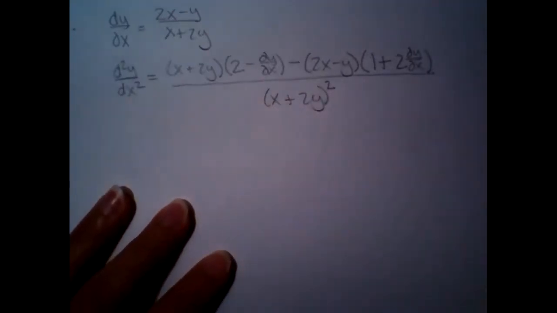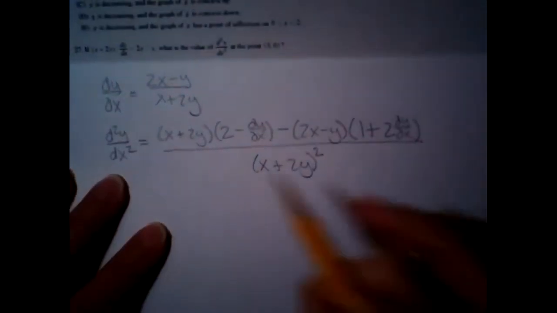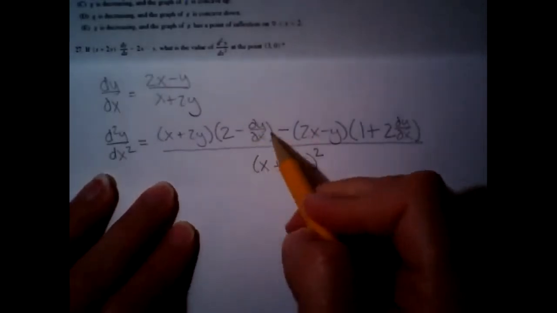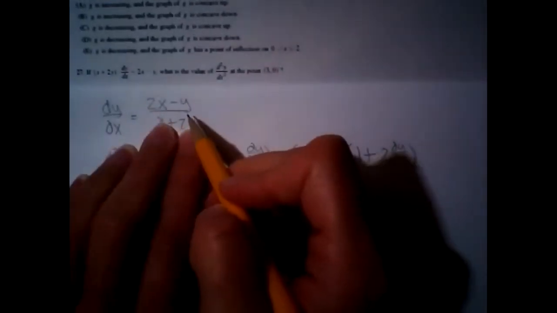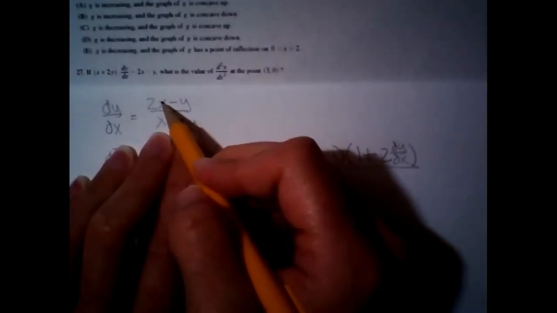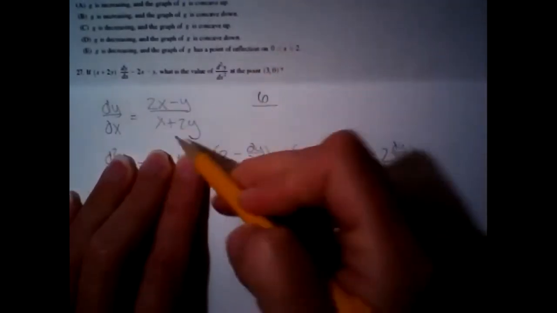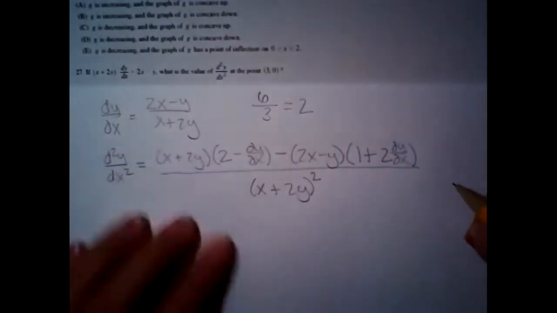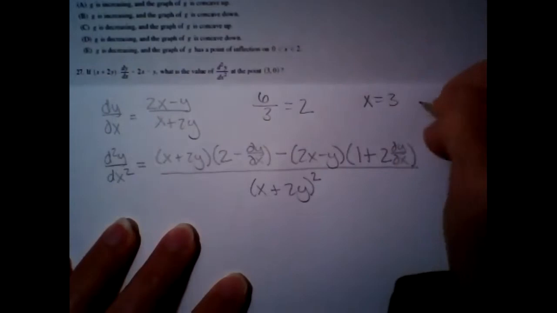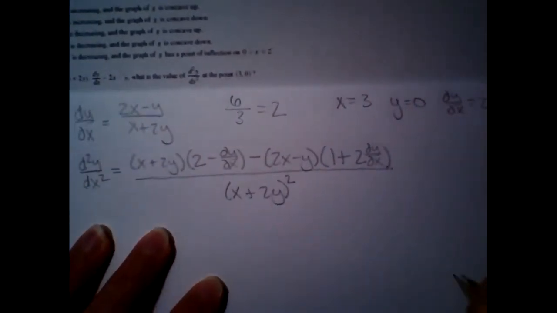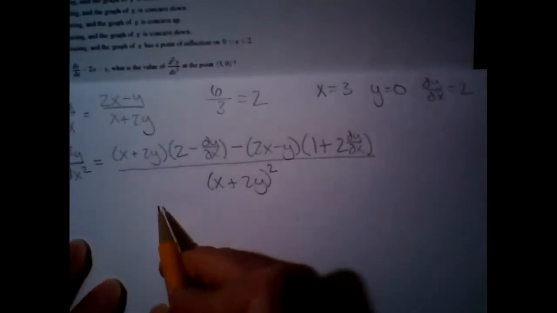All right, and then they wanted us to plug in the point 3, 0. So x is going to be 3, y is going to be 0. I just need to know what dy dx is going to be at 3, 0. So at 3, 0, this numerator would be 6, and this denominator would be 3. So that would be 2. So we're going to plug in x is 3, y is 0, and dy dx is 2. That's what we're plugging in for this horrible mess here.